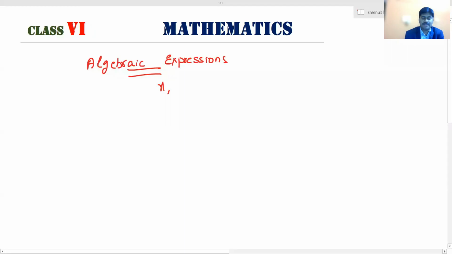Class 6 IIT Mathematics. We'll go for algebraic expressions. So let us see types of algebraic expressions here. Right, an algebraic expression is a mathematical statement containing or combining with the symbol plus or minus. So here I'm writing some algebraic expressions: 6a, 7a plus b minus c, 4x plus 3y minus 2.